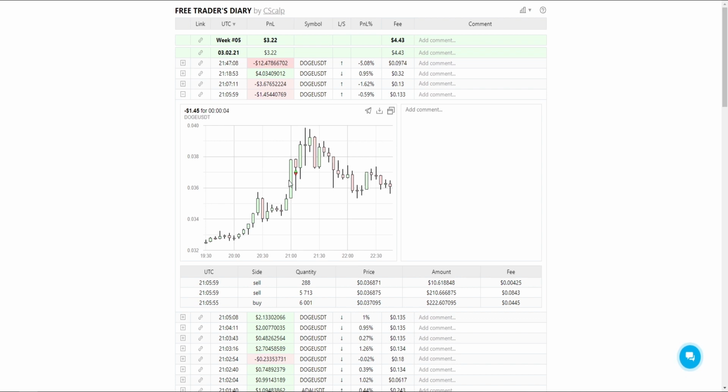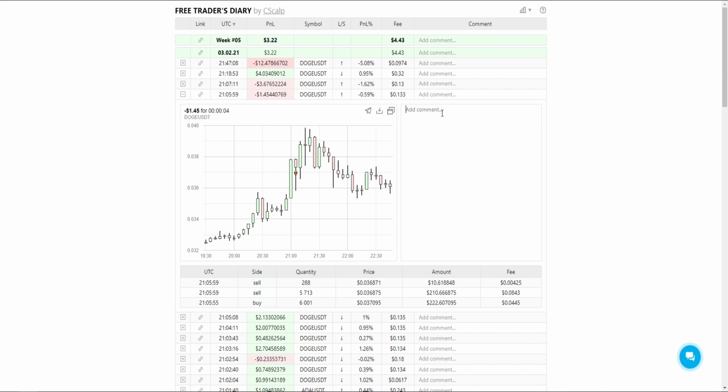Also, you can write a comment for each trade, and I really recommend doing that because it helps you to understand when and why you opened the trade, to record your emotions and feelings during the trade, and not to repeat previous mistakes if you have any.